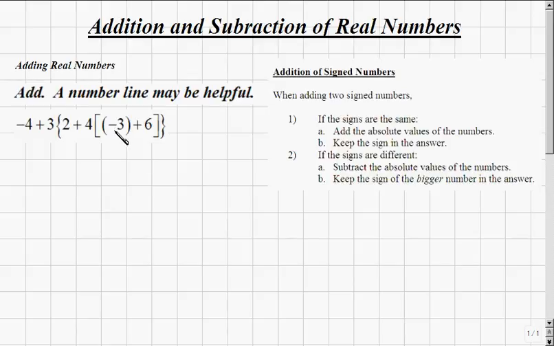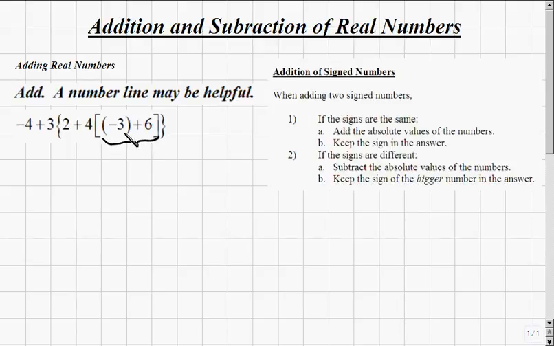To do this, we'll first add negative 3 plus 6, come up with an answer, and multiply that by 4, and then add that result to 2, and then multiply that result by 3, and then add that result to negative 4. So to begin, working within the brackets, negative 3 plus 6.